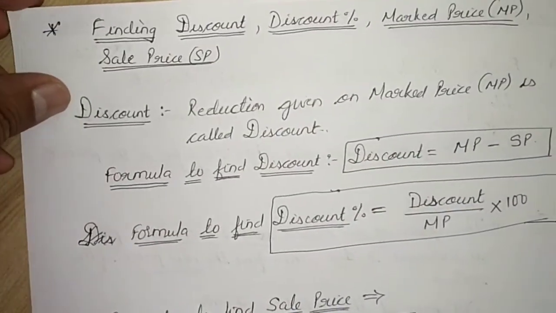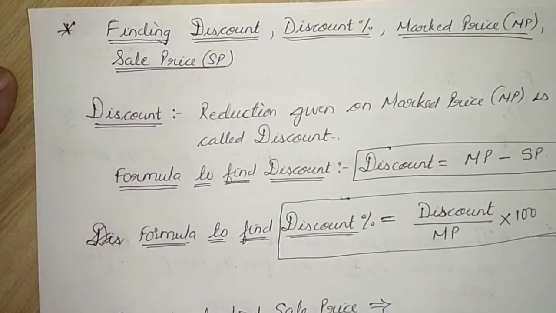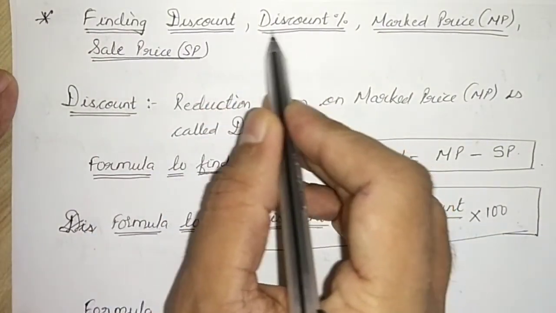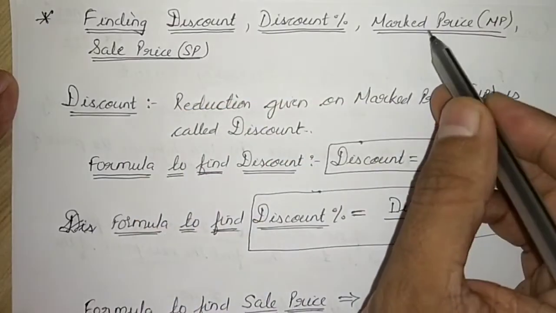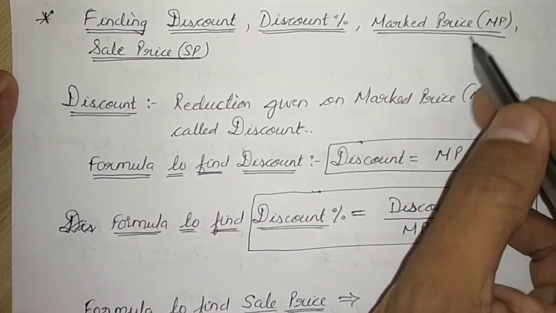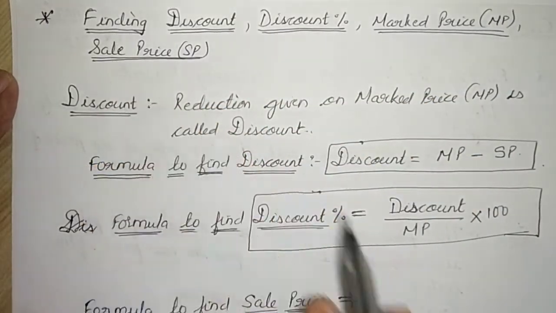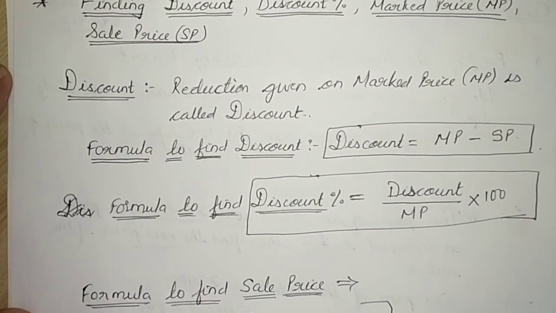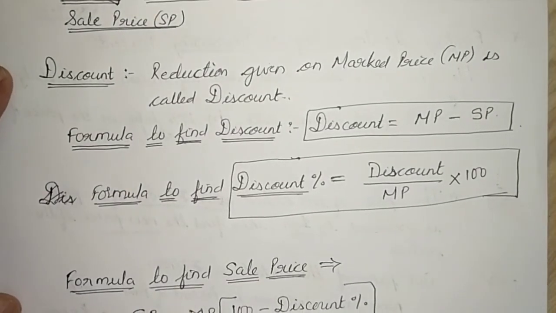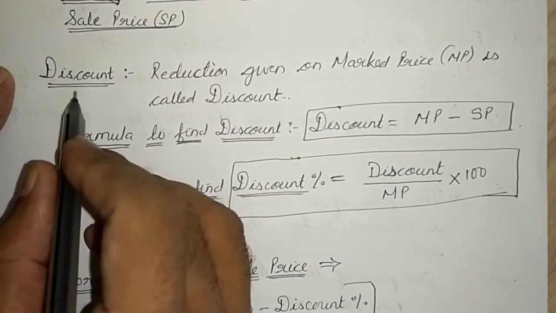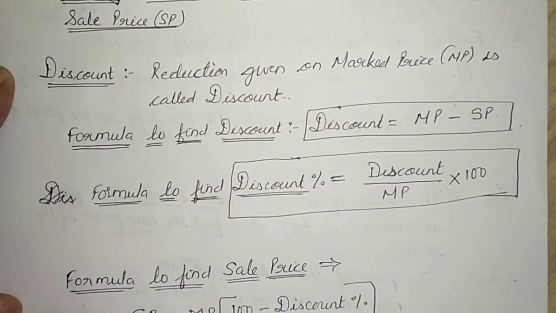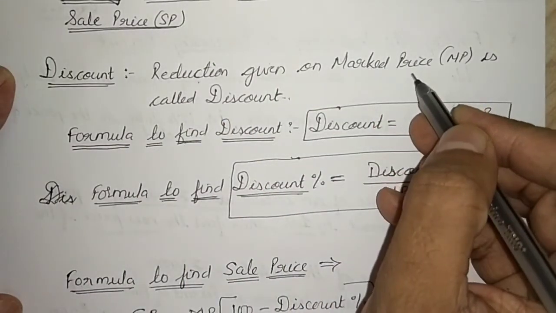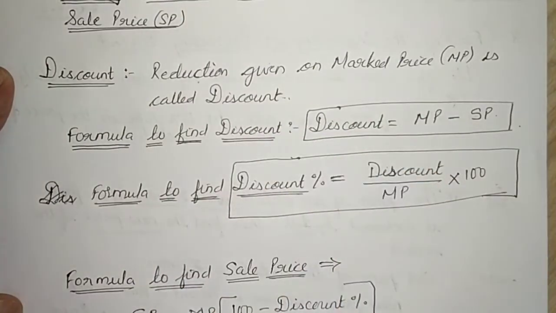Then comes, if the question says find discount percentage, find marked price, that is MP, or find selling price, what will you do? For that, different formulas are there. Let me explain them one by one. First of all, what is discount? Students, reduction given on marked price is called discount.